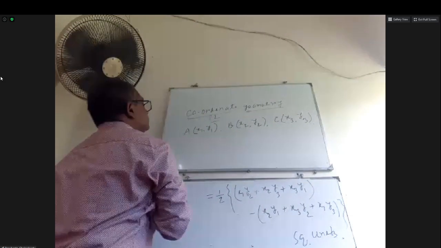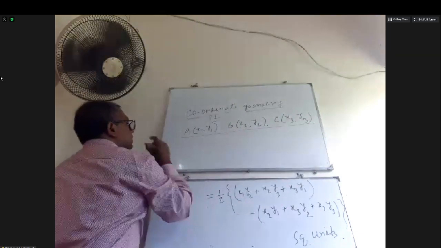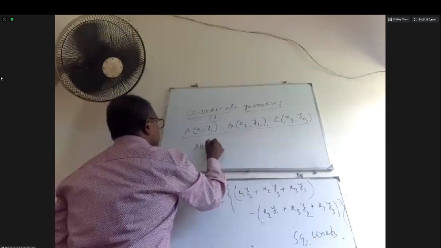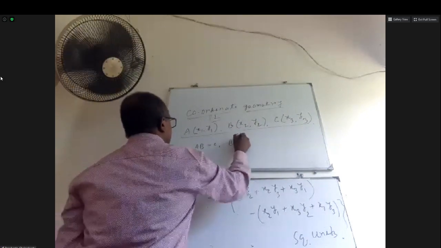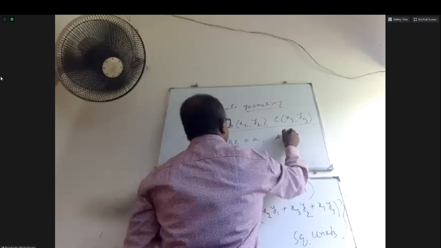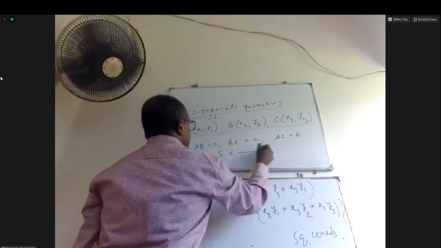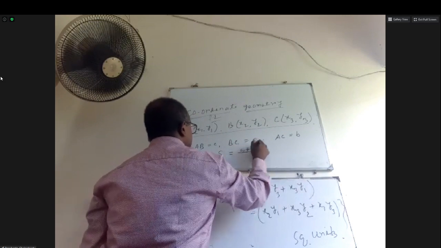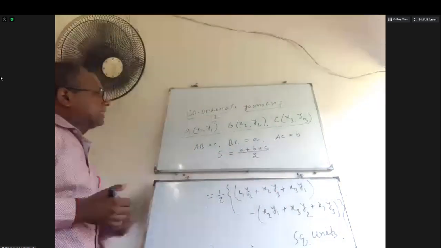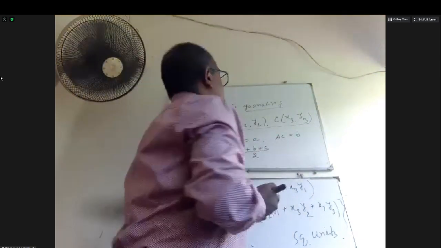I want to make you understand another formula. This is for 3 points. Now AB equal to small c, BC equal to small a, and AC equal to small b. Now s equal to a plus b plus c by 2. That is, s is the semi perimeter. Length of AB is c, length of BC is a, length of AC is small b.